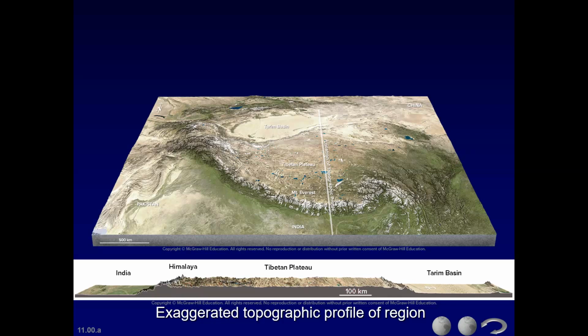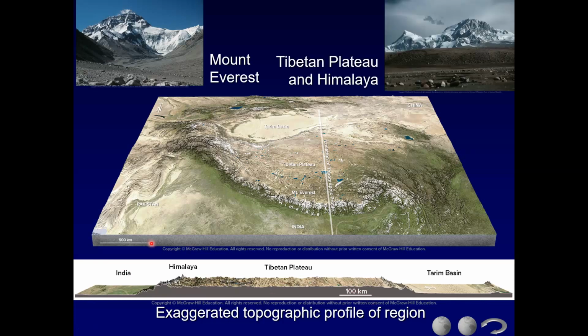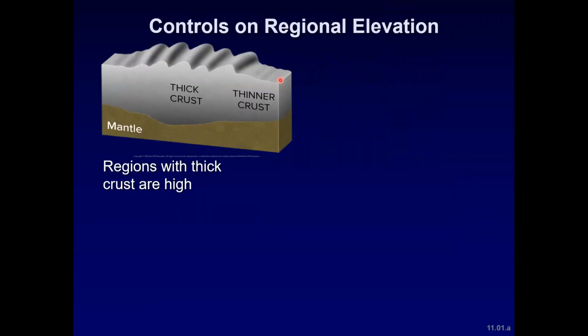It's 8,850 meters above sea level. India to the south has much lower elevation and relief. Okay, so we have Mount Everest and a view of the Tibetan Plateau and Himalaya. So let's think generally about regional elevation.